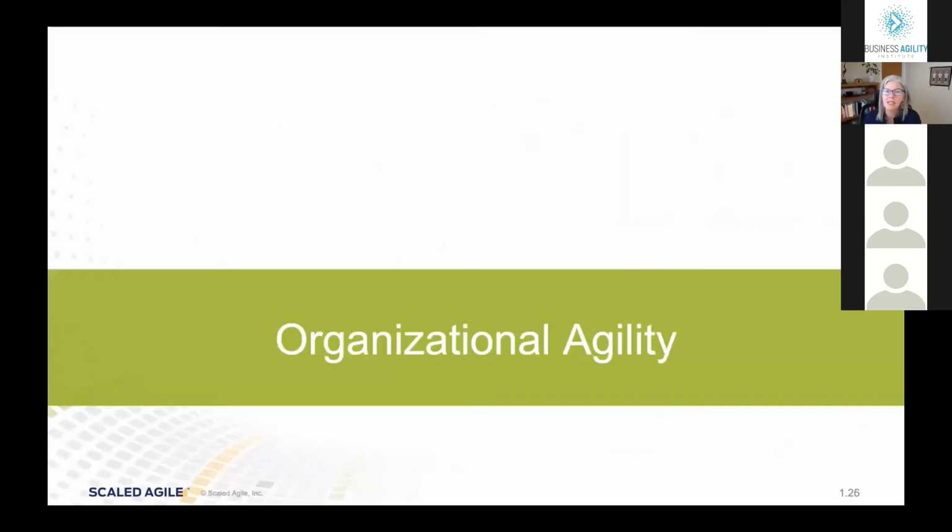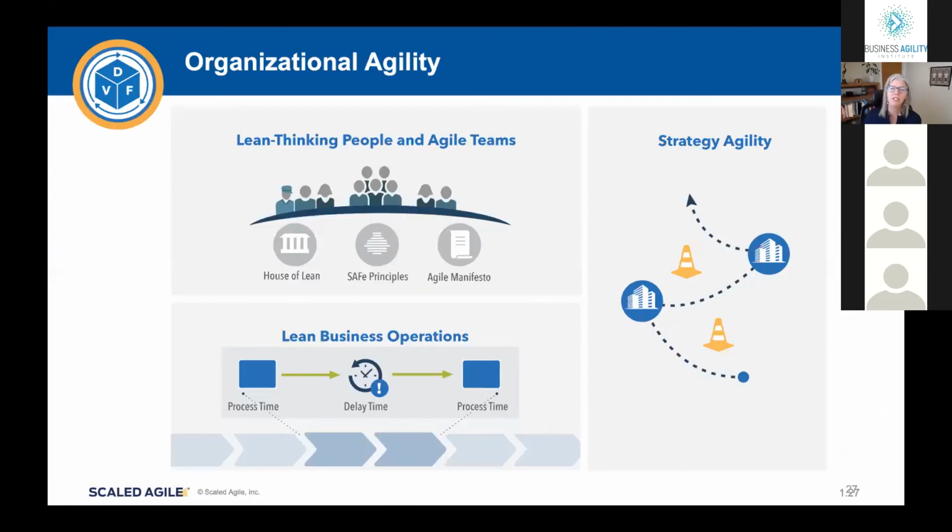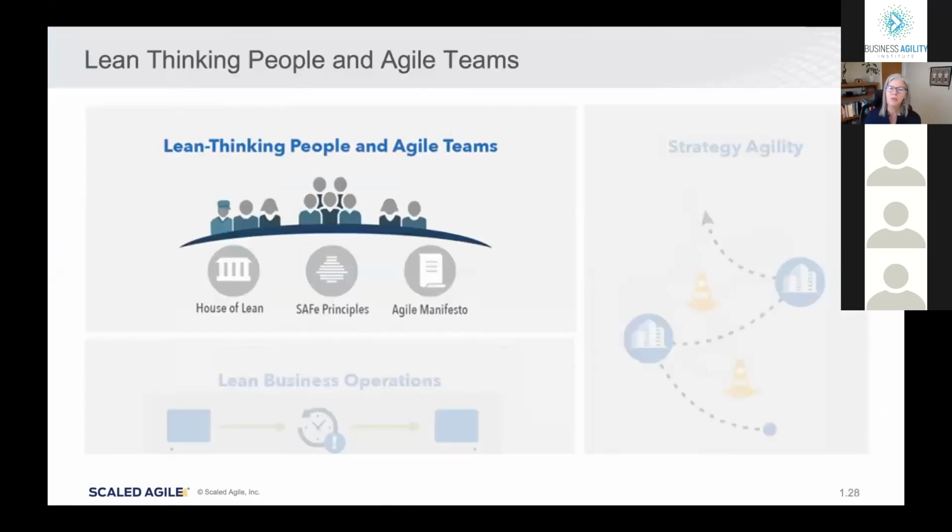Okay, last but not least, we need organizational agility. So what do we mean when we talk about organizational agility? This is talking about teams and strategies. The first thing we need is lean thinking people and agile teams. So we've got the leaders on board, we're organizing around value. Now we've got to talk about how we turn those functions agile.